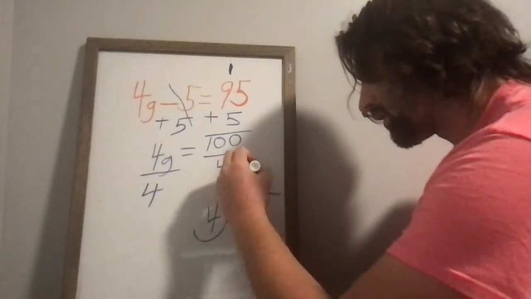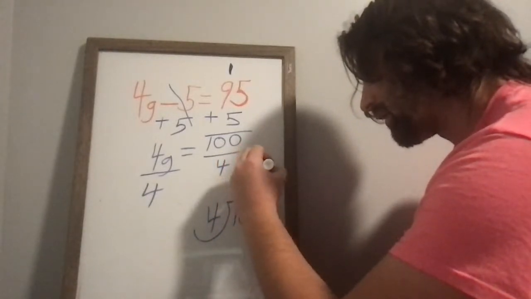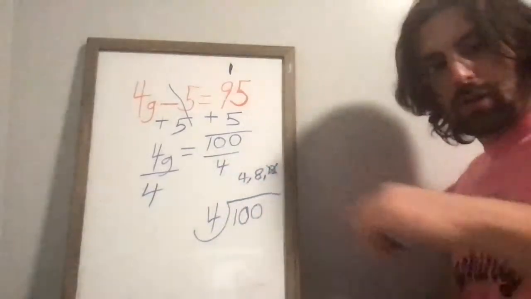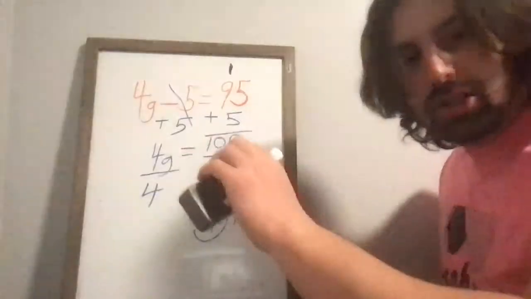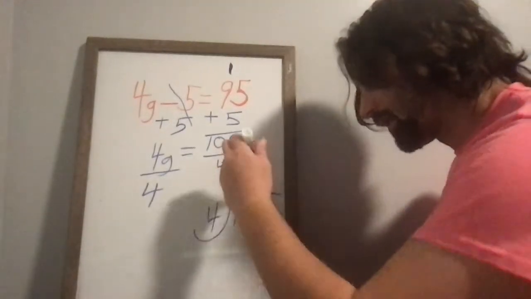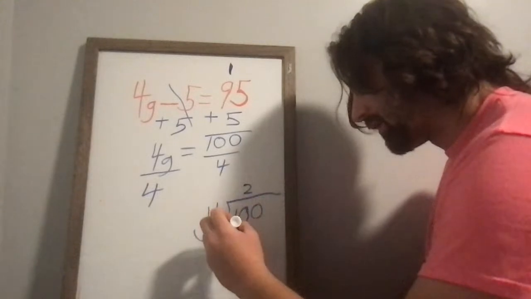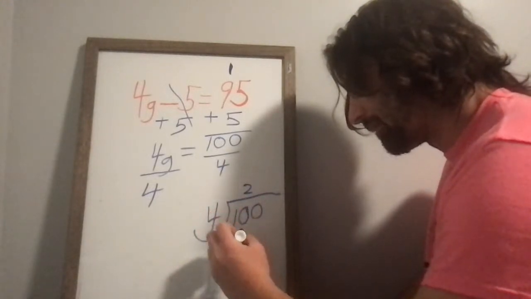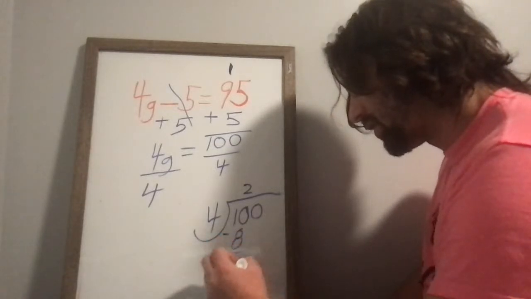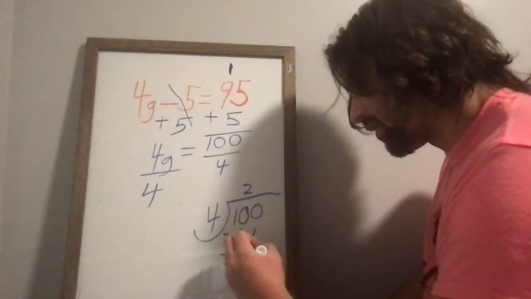4, 8, 12 is too far, so 2. So 4 goes into 10 2 times. 10 minus 8 equals 2. We're going to bring down the 0.